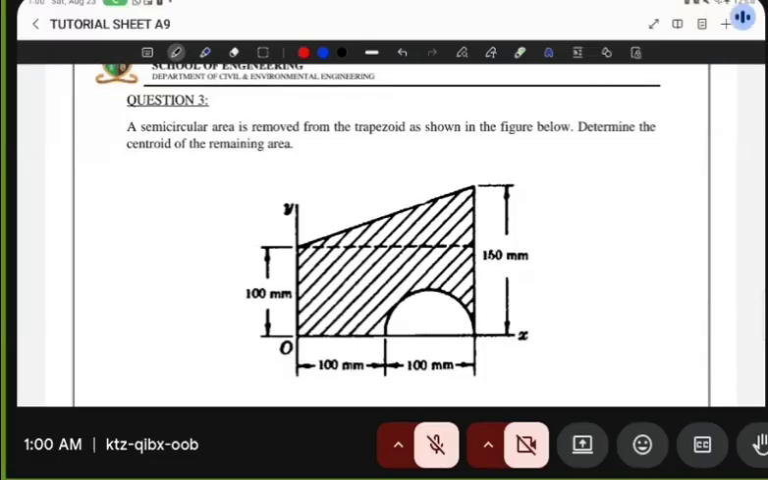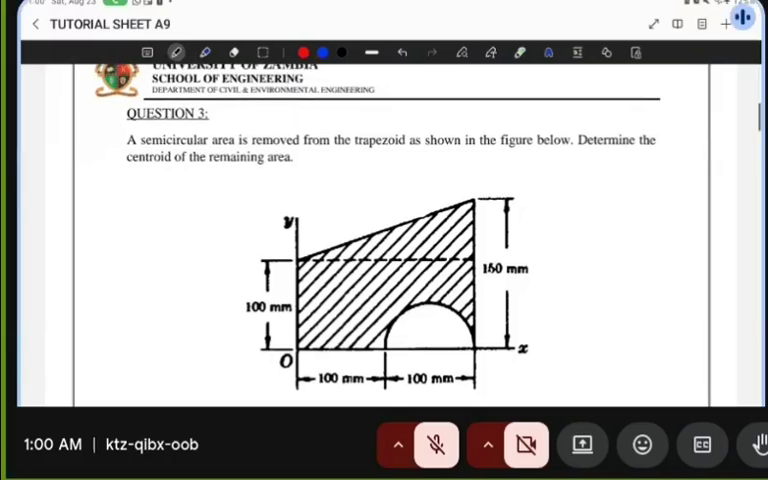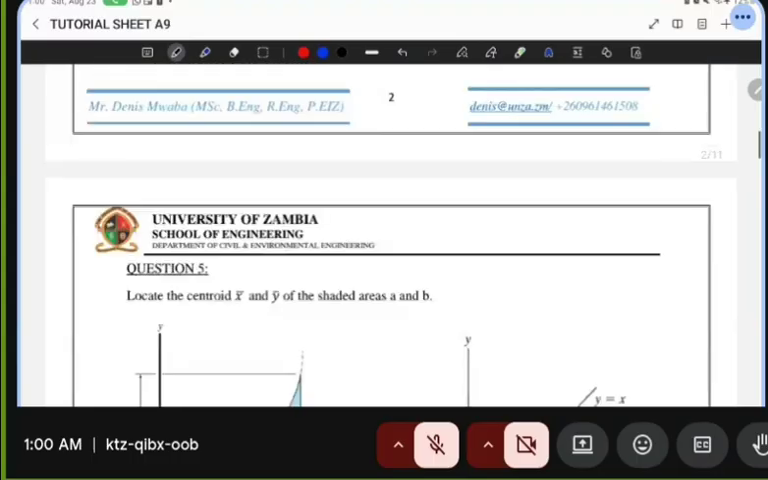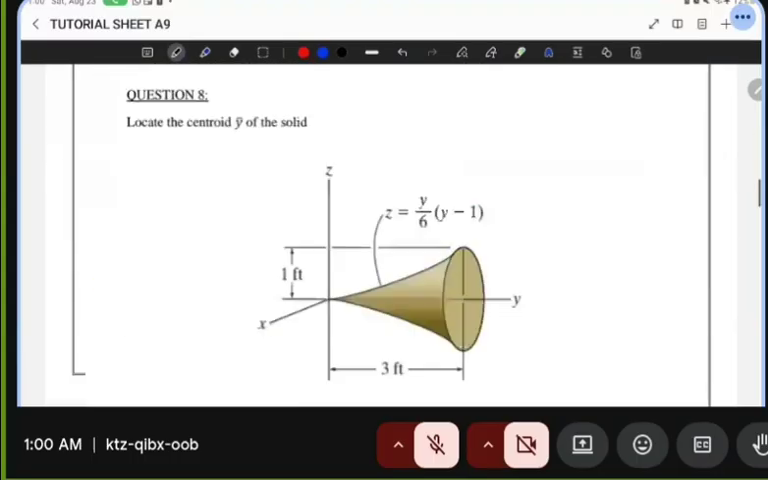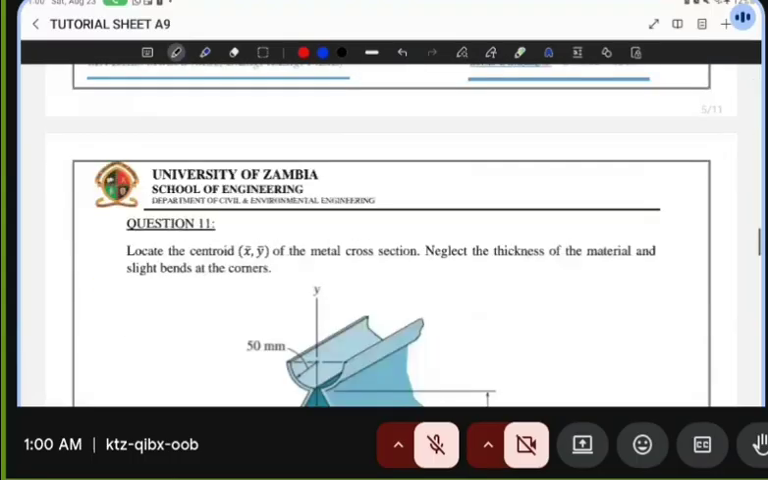So we now want to determine the centroid of a shape like this one. This one is going to be a little bit tricky since it has some sections which are to be ignored or which have been cut out. So how do we do that? The approach is similar to what we did in the previous example.